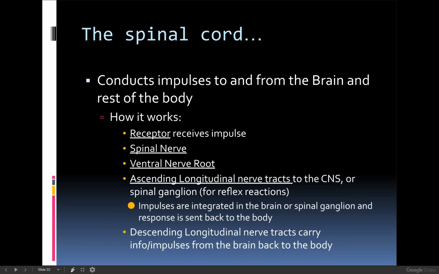Again, it receives impulses up the spinal nerve, through the ventral nerve root, through the ascending longitudinal nerve tract to the CNS, or spinal ganglion, where a reflex would happen. The impulse is integrated in either the brain or the spinal cord, and then the response is sent back down to the body through the descending longitudinal nerve tract.